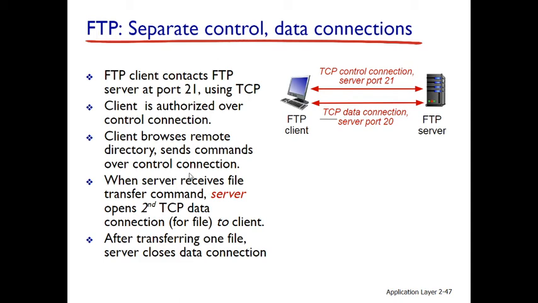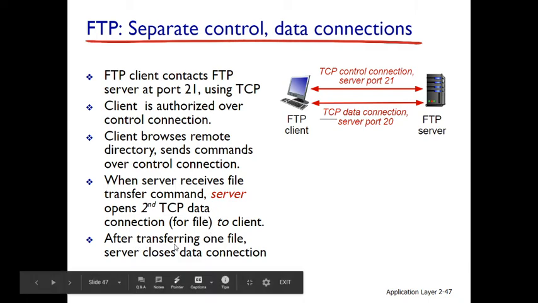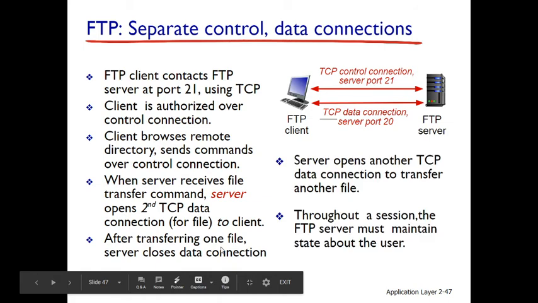When the server receives the file transfer command, the server opens the second TCP data connection to the client. The first connection is the control connection and the second connection is called the data connection. After transferring the file, the server will close the data connection.